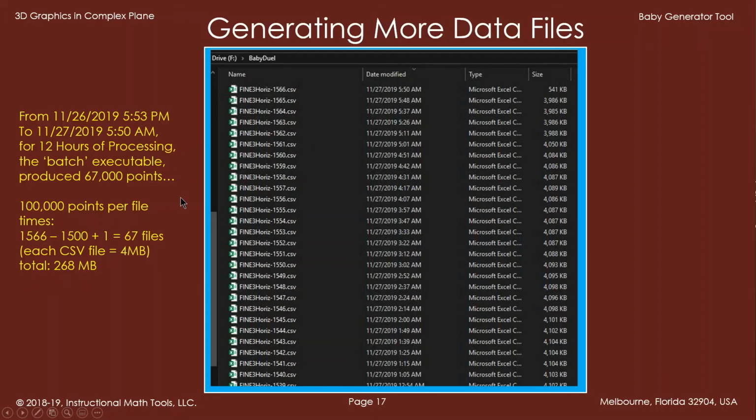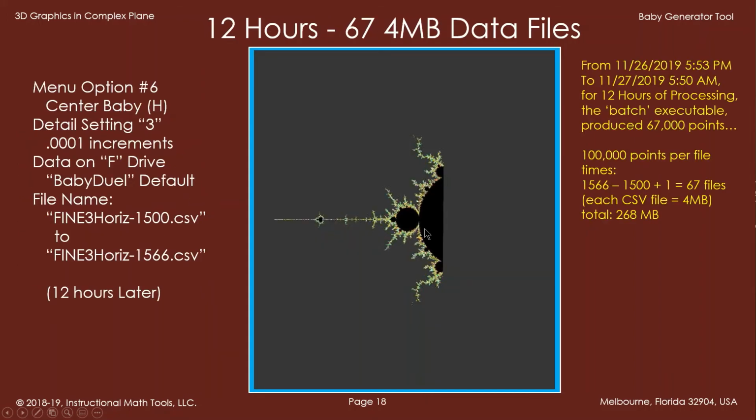And here's what we got. This 12 hours of processing. It started here and worked its way all the way over to here. With 67 data files, produced about 67,000 data points right here. So we let it run.